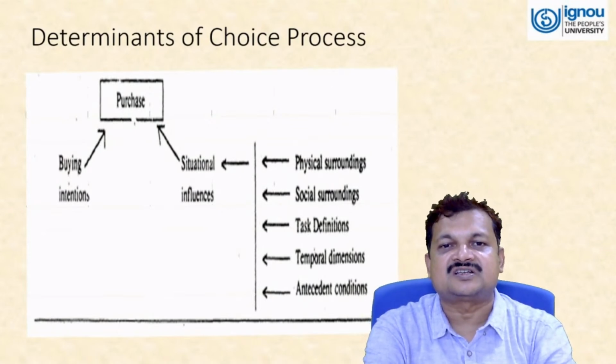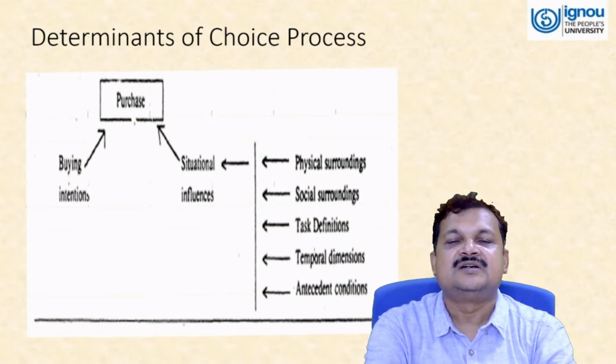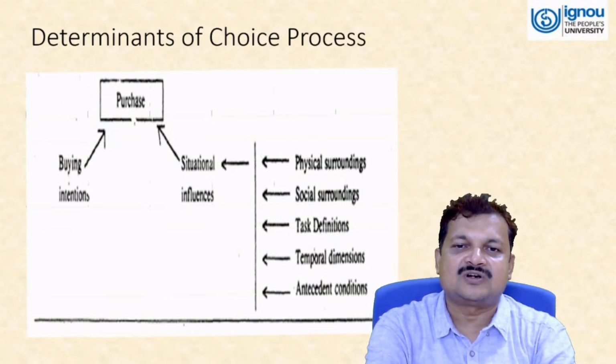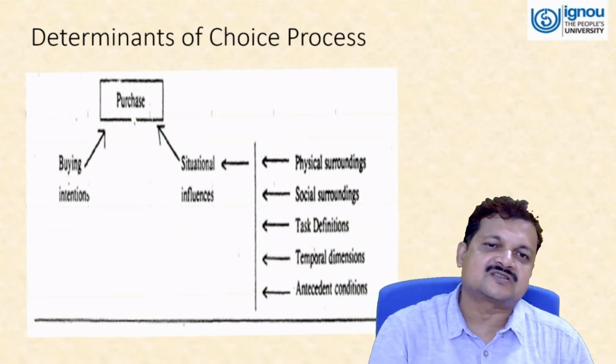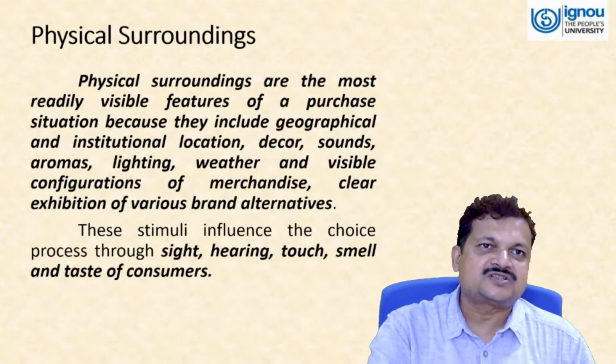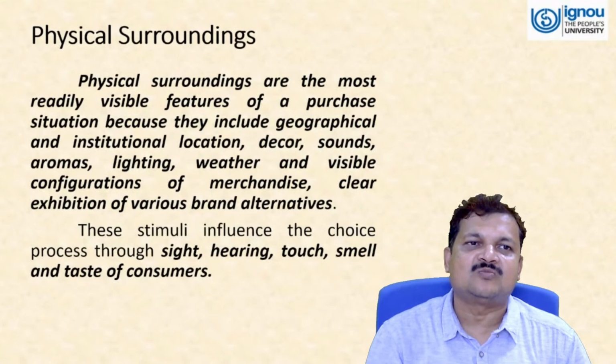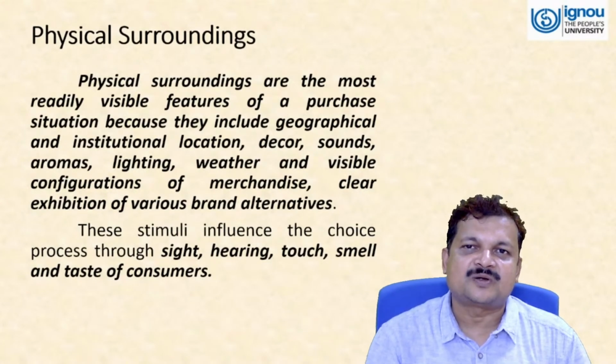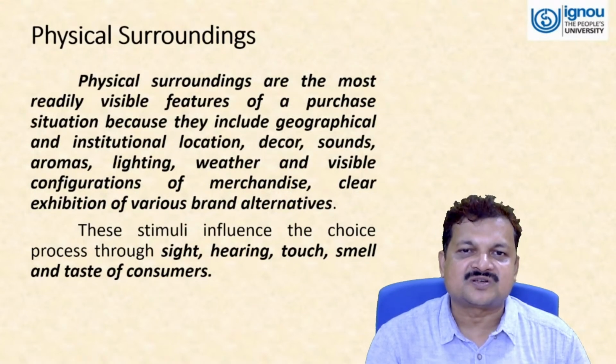Situational influences: these are the things mostly coming under situational influences, like physical surrounding, social surrounding, task definitions, temporal dimensions, antecedent conditions. These are the few variables that come under situational influence. Let us go one by one. So first is physical surroundings. Physical surroundings are the most readily visible features of a purchase situation because they include geographical and institutional location, decor, sounds, aromas, lights, weather, and visible configurations of merchandise, and clear exhibition of various brand alternatives.